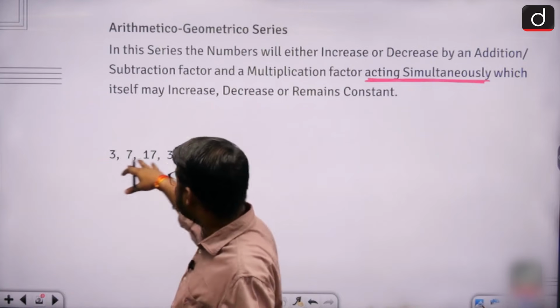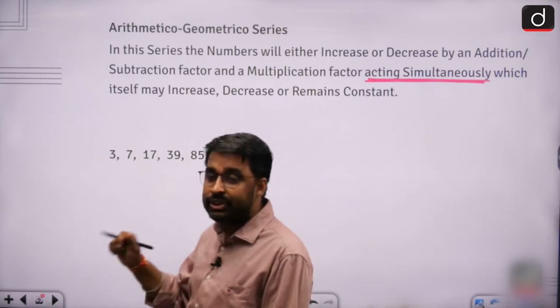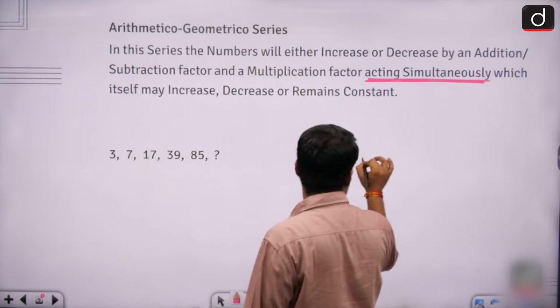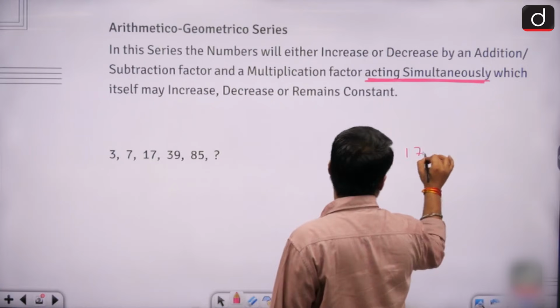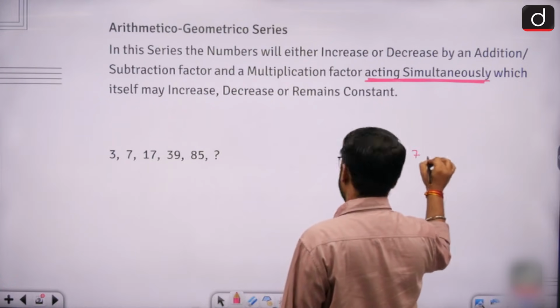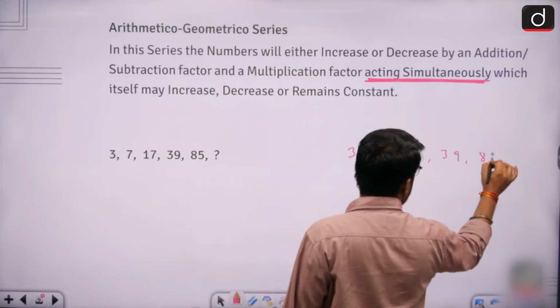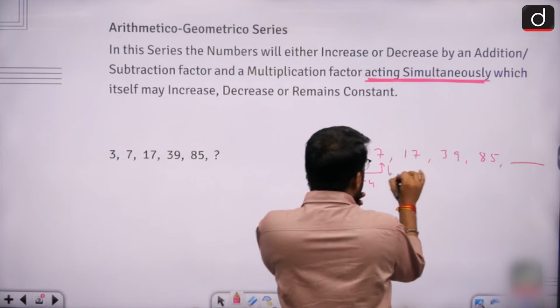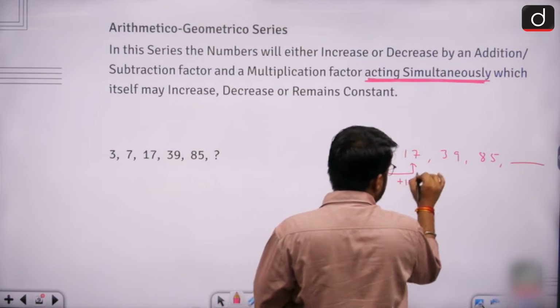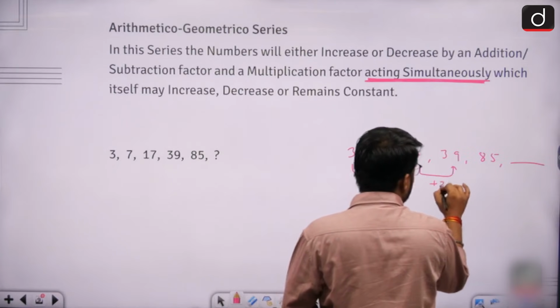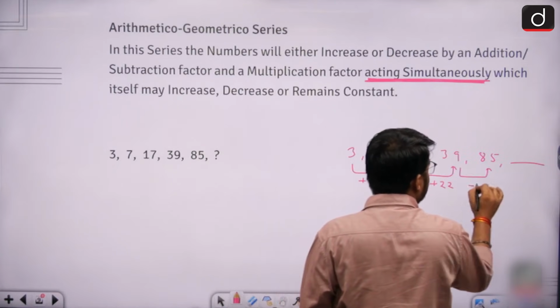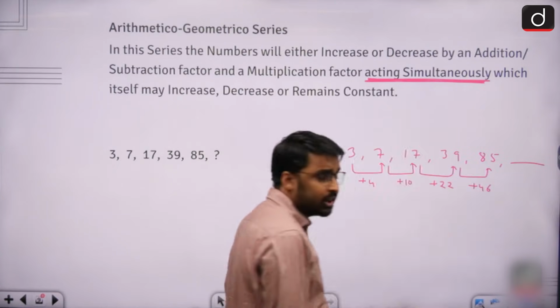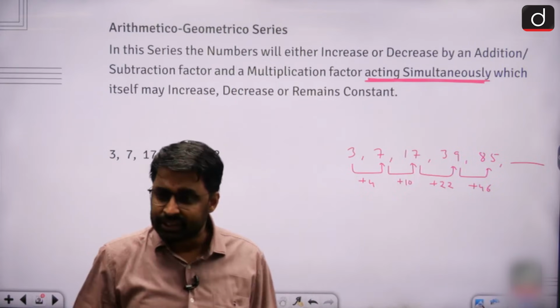So reading left to right, as I see the terms are increasing, and suppose this series were of arithmetic nature, then there would be an addition factor involved, right? So the addition factor between 3 and 7 is 4. Between 7 and 17 is 10. Between 17 and 39 is 22. Between 39 and 85 is 46. Now, are these addition factors making any sense to you?